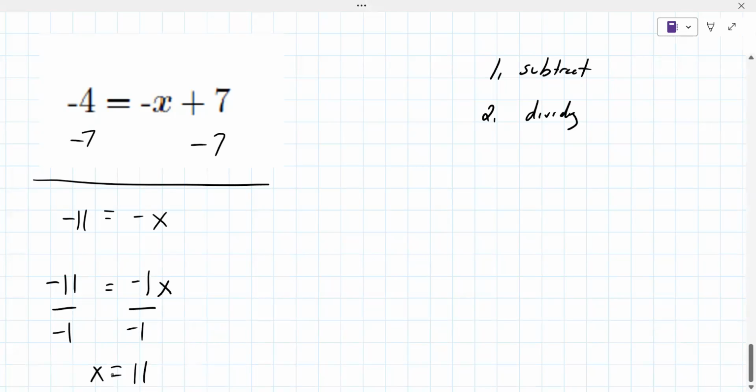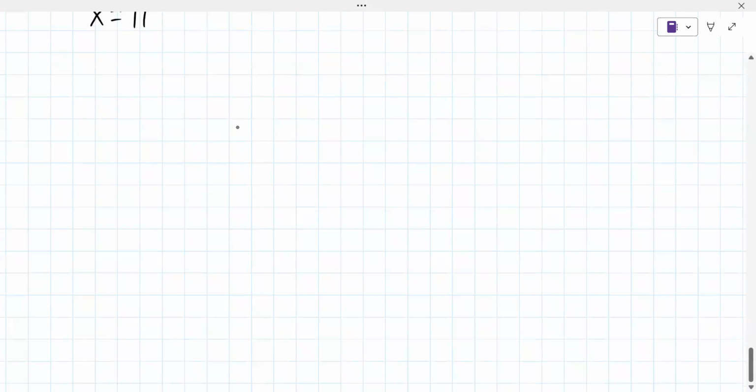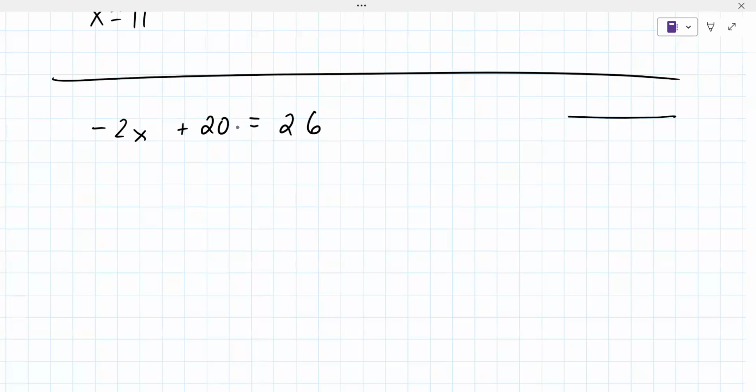All right. Okay. Let me give you one to try now. Minus 2x plus 20 equals 26. I want you to solve this on your own and give me just the final answer, please.